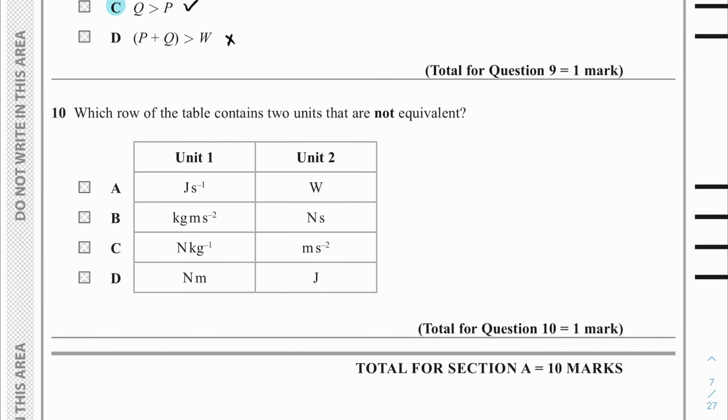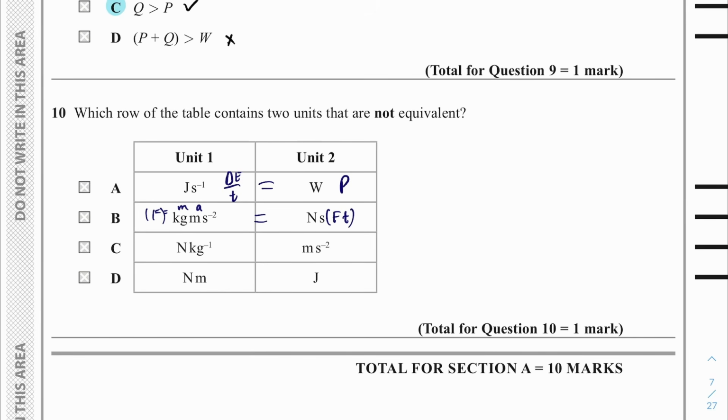Which row of the table contains 2 units that are not equivalent? Okay, so let's just look at what we have here. So we have joules per second. That's energy over time, which is the same thing as power, which is watts. So they are equivalent. What about B? We have kg meters per second squared. That's mass times acceleration, so this is probably force. And newton second is force times time. You can see this is force and this is force times time, so they are not equivalent. So this is probably the answer.